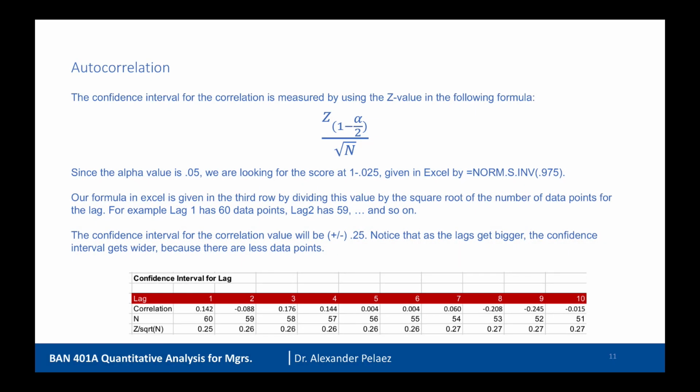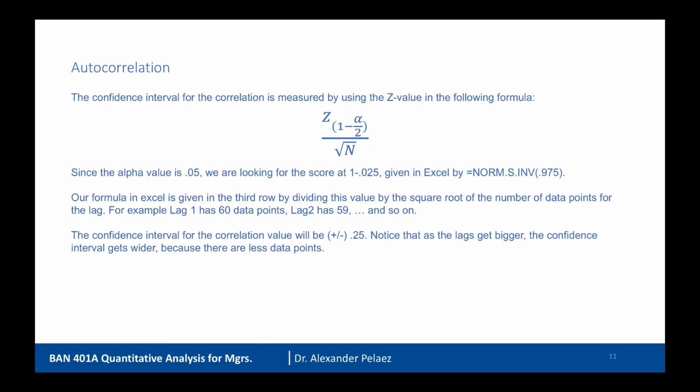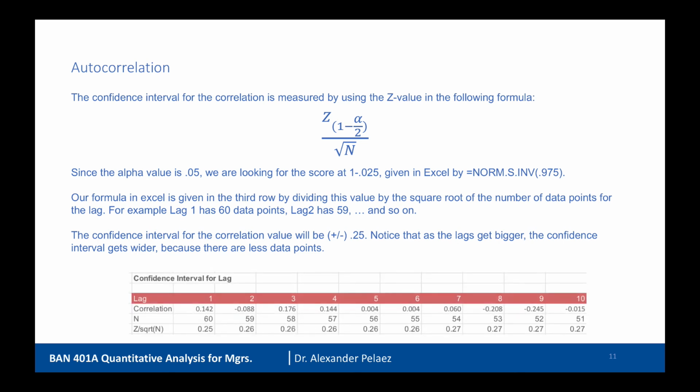The confidence interval for the correlation is measured by a z-value. Since the alpha value that we're looking for is 0.05, we're looking for a score at 1 minus 0.025. This is given by the Excel function NORM.S.INV, or the standardized normal, of 0.975. Again, these are for the two tails. So our formula in Excel is given in our third row down here, where you take z divided by the square root of n. That's our z value. For example, lag 1 has 60 data points, lag 2 will have 59 data points, and so on.